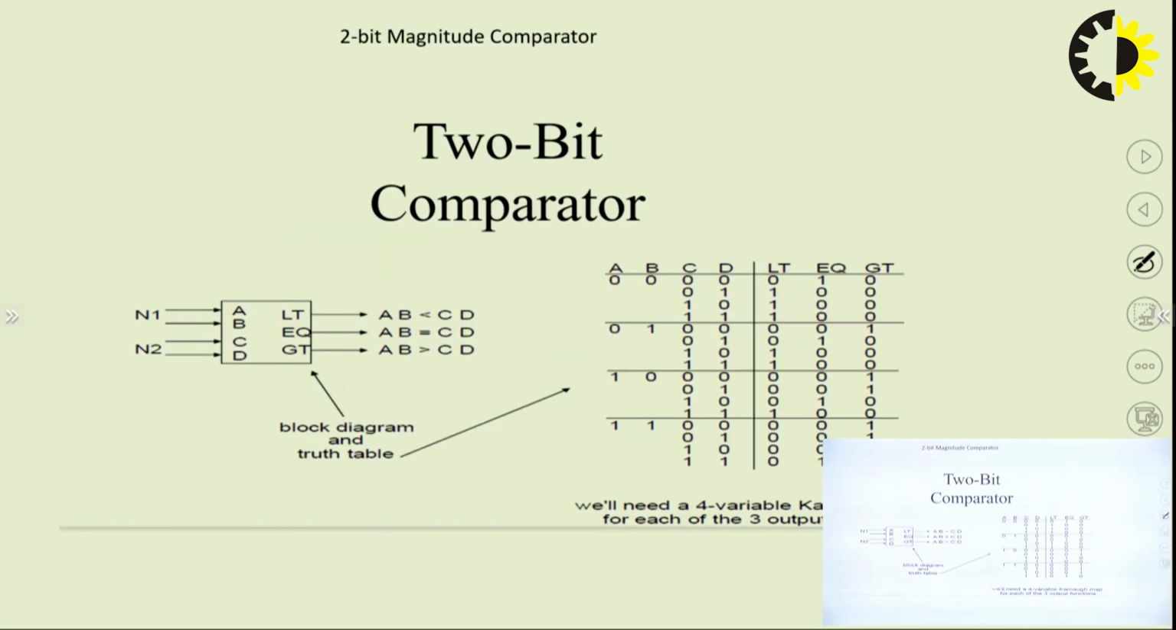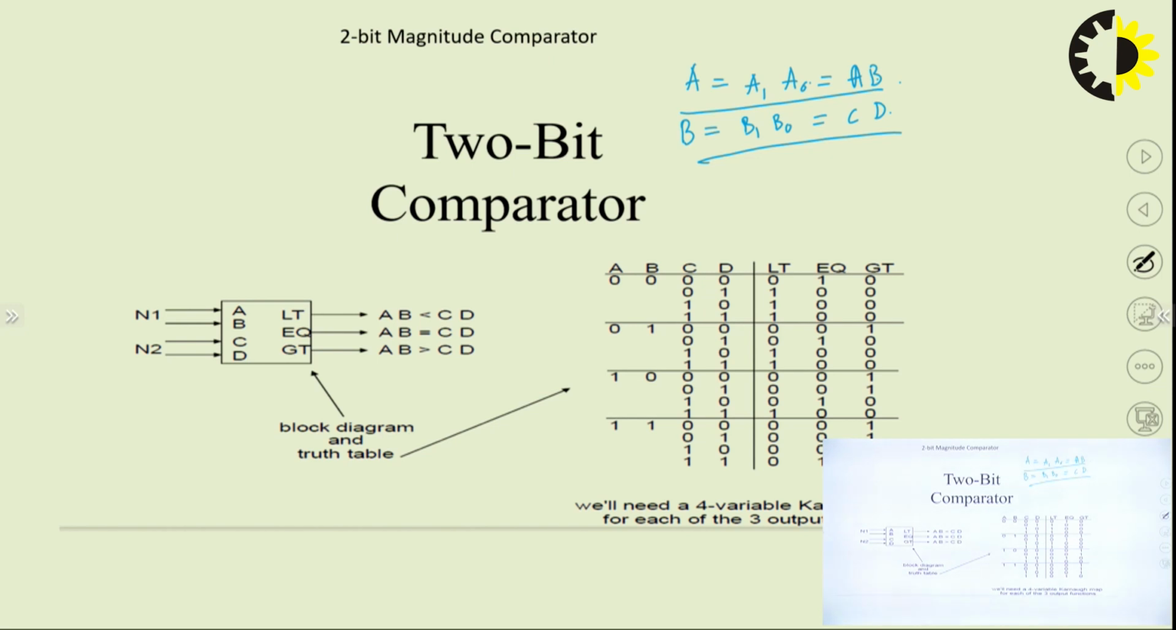Now coming to the 2-bit comparator circuit. A 2-bit comparator circuit means here I am taking A as A1 A naught, and B as B1 B naught. For each A, there are 4 cases of B.